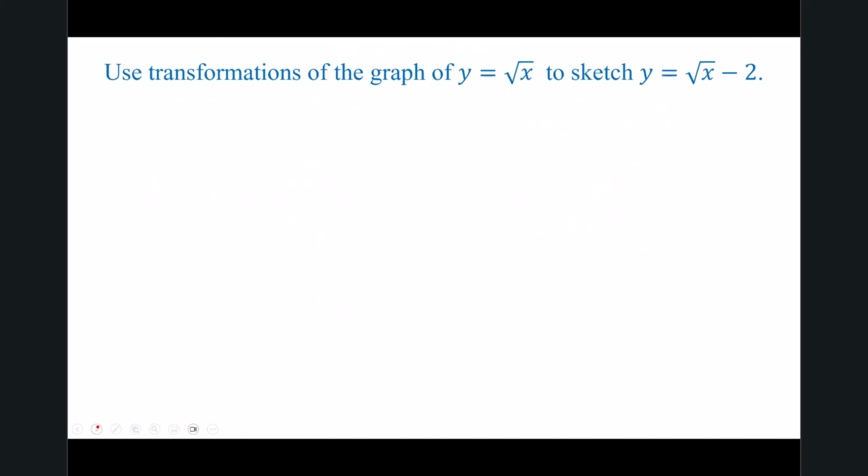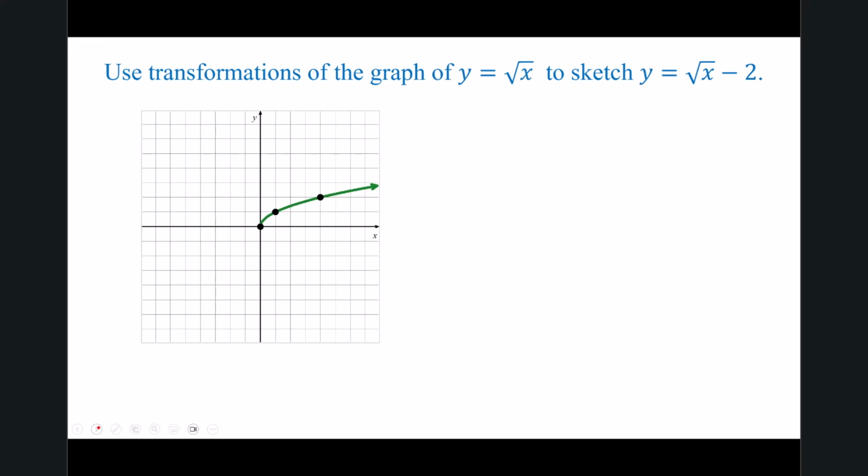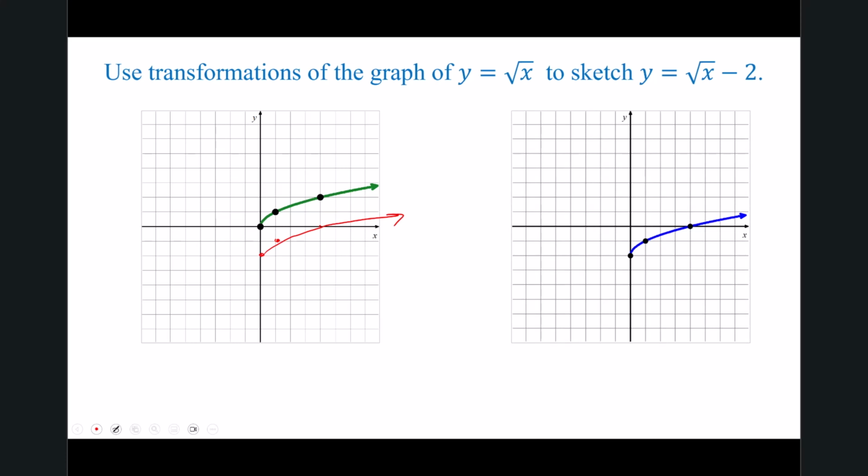Use transformations of the graph of y equals square root of x to sketch y equals square root of x minus 2. Here's the graph of y equals square root of x. If I subtract 2 from all the y values, the whole graph gets moved down 2. Notice it keeps the same shape as the original function, just moved.